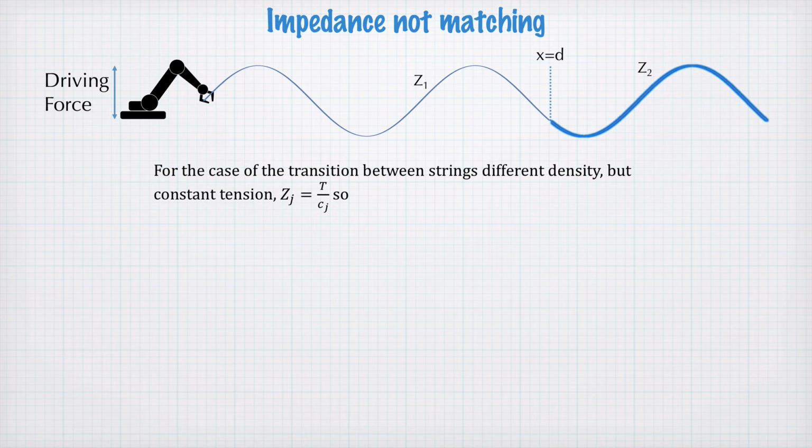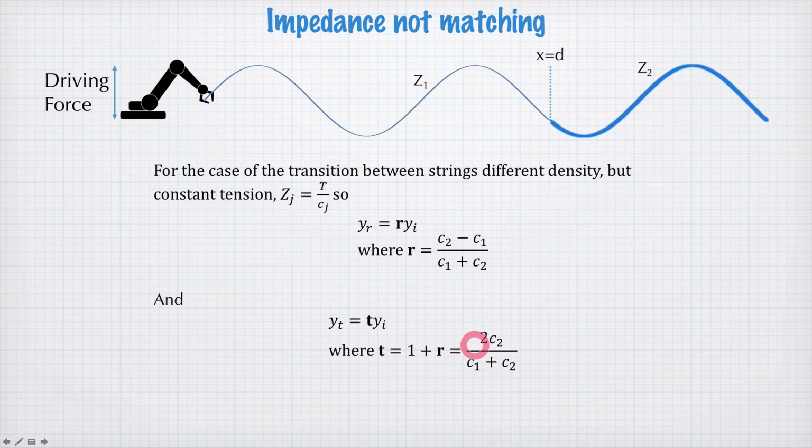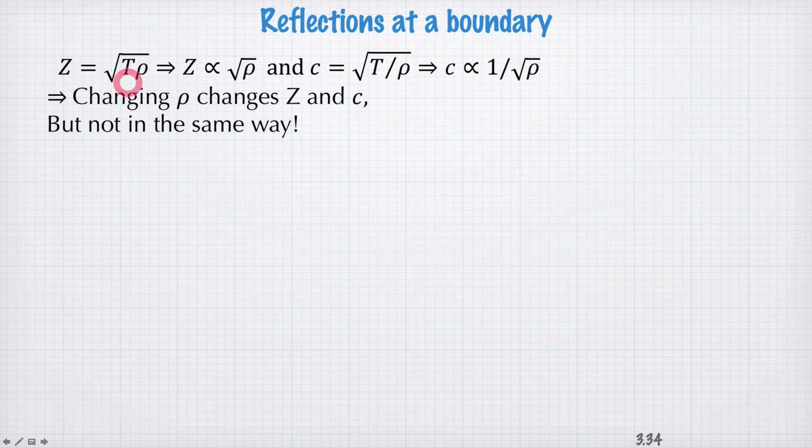For the case of a transition between strings of different density but constant tension, the impedance, Zj, is given by T divided by Cj, where c is the phase velocity of the waves on the string. So we can rewrite r as some ratio of the velocities, and t as some ratio of the velocities as well. Let's look at an example now where we have a string with constant tension, but the density changes. So when the density changes, we have the impedance being proportional to the square root of the density, and the velocity proportional to the inverse square root of the density. So changing the density changes z and c, but in an inverse sort of way.